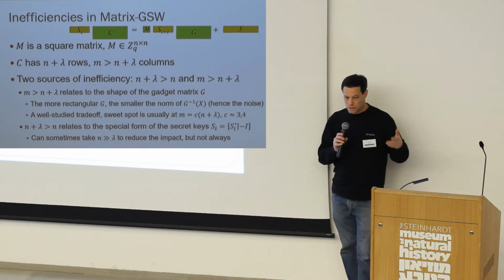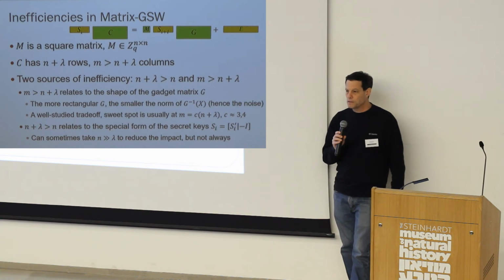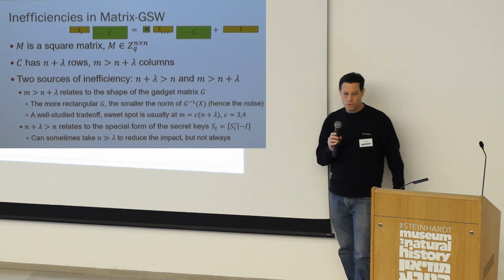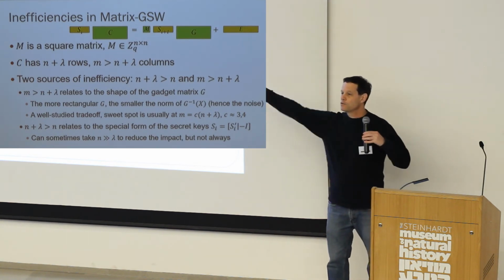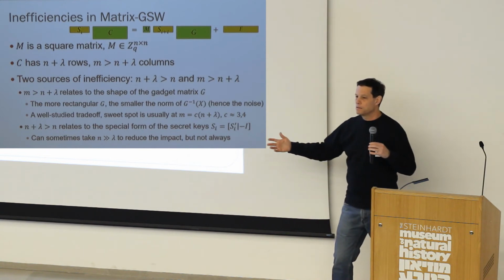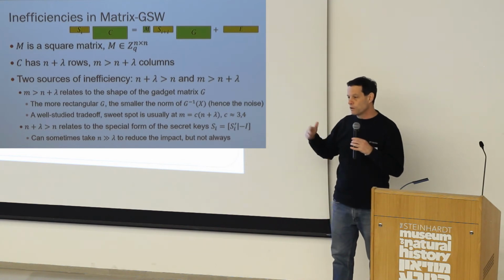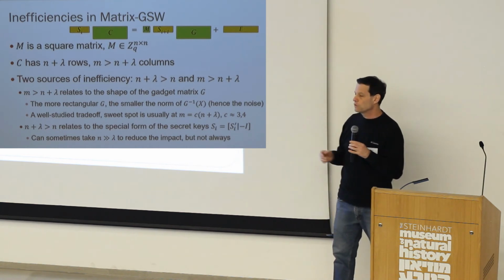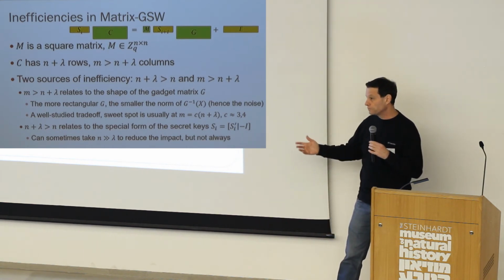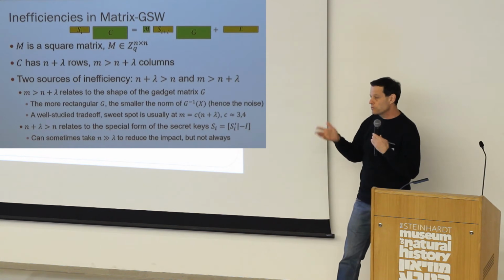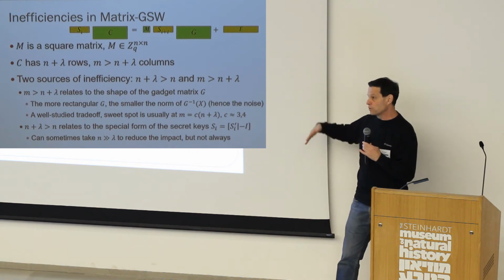The second of these things, the fact that the ciphertext has more columns than rows, has to do with the shape of this gadget matrix G. Remember, it has to be rectangular, and the more rectangular we can make it, the smaller the entries of G inverse, and then when you use GSW to multiply matrices, the noise grows slowly. You can reduce this overhead by squeezing G, making it less rectangular, then the difference in dimensions will get smaller, but the noise will grow faster.